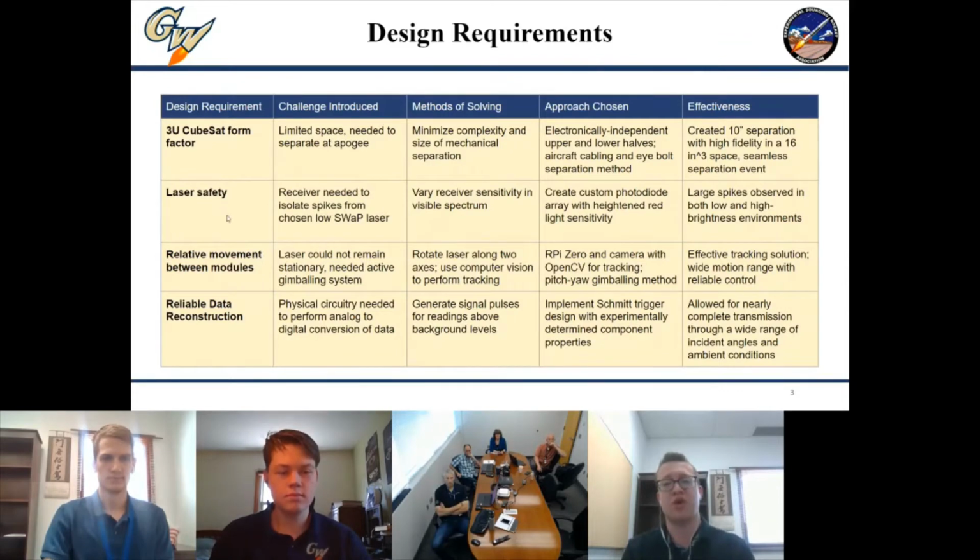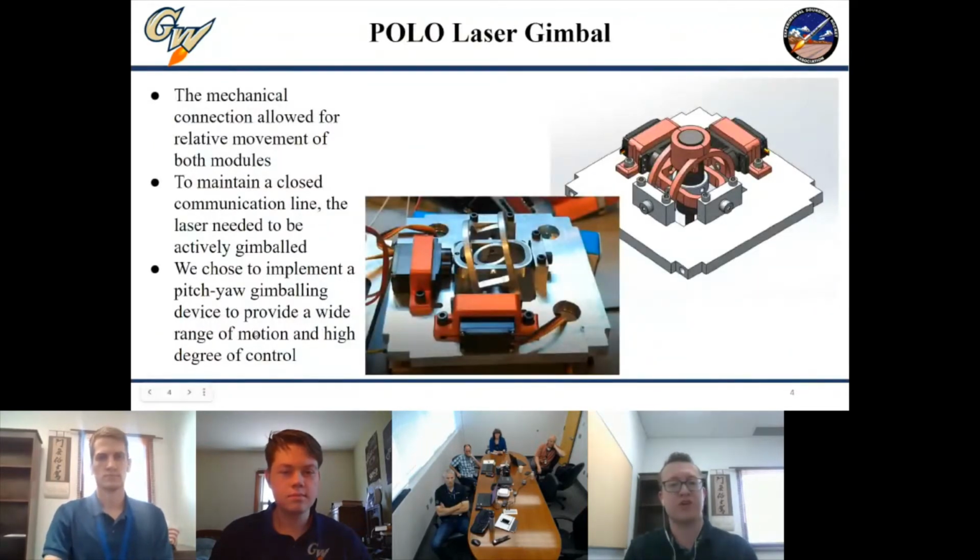I now want to turn, however, to the final 2 design requirements listed in this chart, as these accounted for the bulk of our design work throughout the year. And first, I'd like to discuss the team's solution to ensuring reliable data communication despite consistent movement of Marco relative to Polo. After considering various methods for rotating the laser along 2 independent axes, we settled on a pitch-yaw gimbaling mechanism that works similar to a joystick to control movements of the laser.